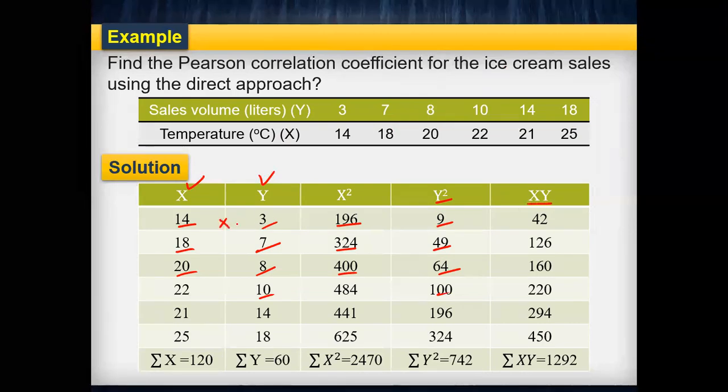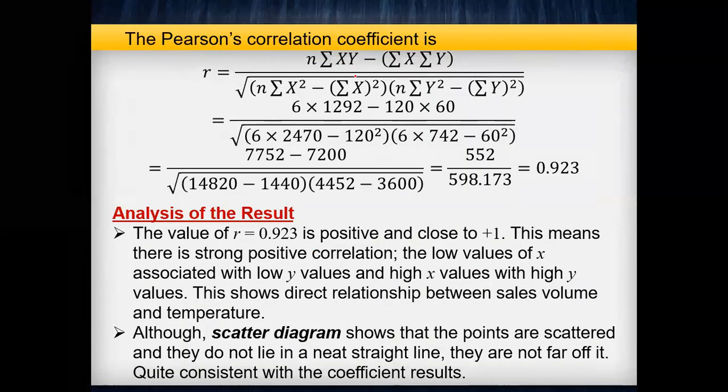Now calculate this product xy. Multiply these two. 14 into 3, we get 42. 18 into 7, you get 126. 20 into 8, you get 160, and so on. Get the sum of all. Once you get the sum of all, just put it inside the formula. The rest will be done by your calculators. You just plug the values in, and at the end you will get the same solution as you got from the previous formula, 0.923.